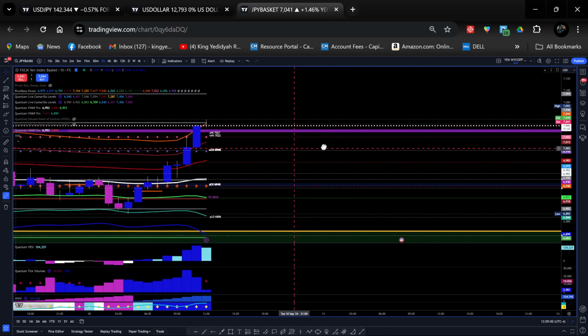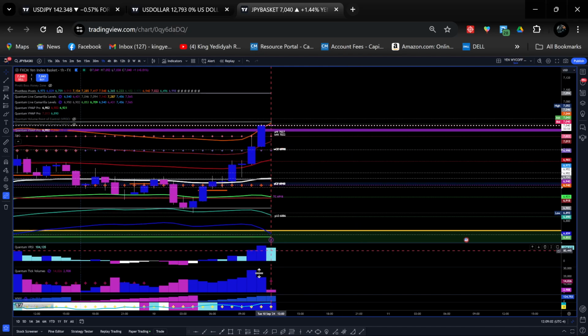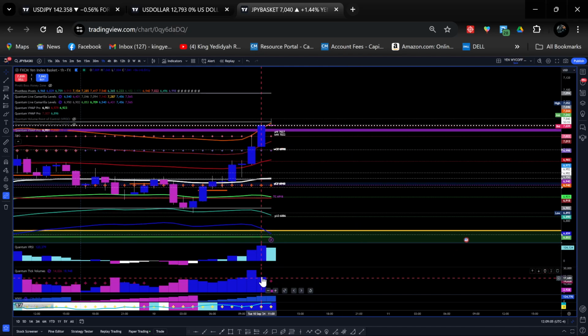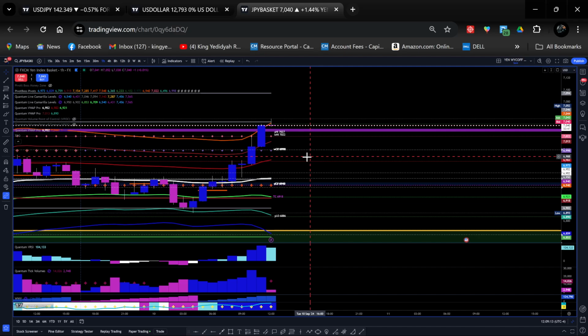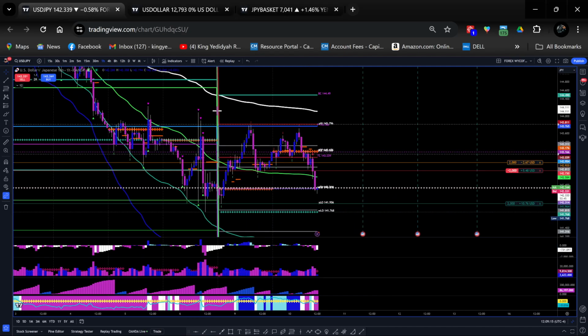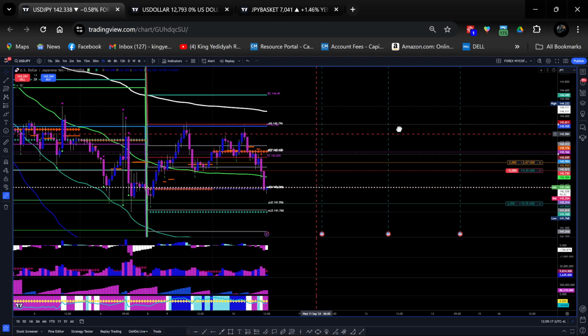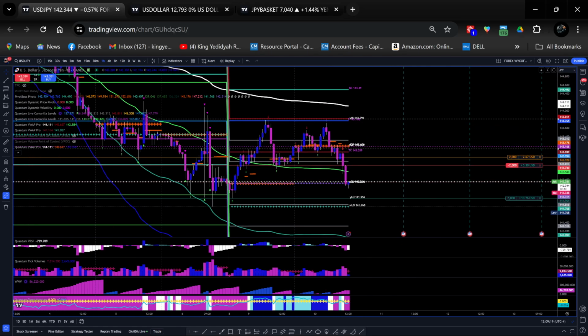Now on this pullback here, we actually have an anomaly right here. So let me just point that out. Right now we have a pullback in volume and a very wide candle. So I'm probably going to have to start managing this USD JPY trade. So let's jump across here to the pair. So let's set this up properly.